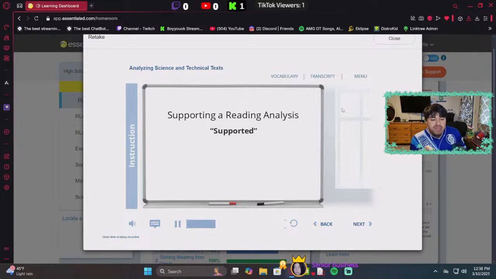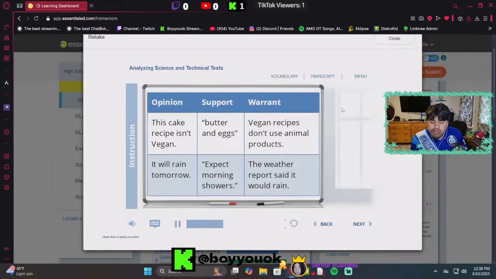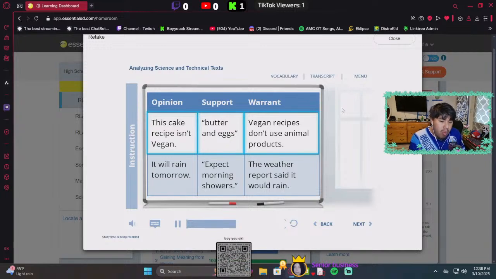The key word here is supported. You can't just use any old text and call it support. Support needs a warrant. A warrant is an explanation of how the text supports your analysis. If I say that a cake recipe isn't vegan, for example, then I need to explain why I think that. In this case, the recipe calls for butter and eggs. Those are both animal products. Vegan recipes don't use animal products. That's my warrant. The fact that the recipe includes animal products explains why the recipe isn't vegan.